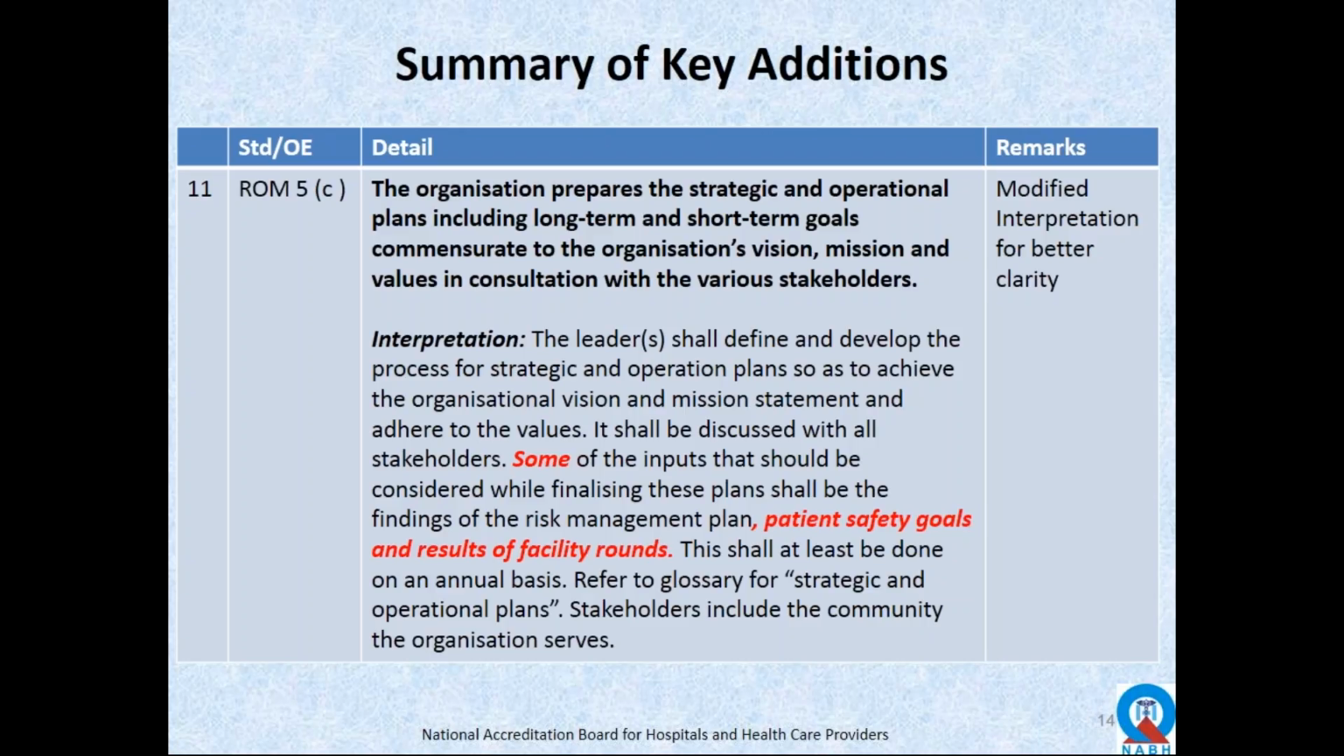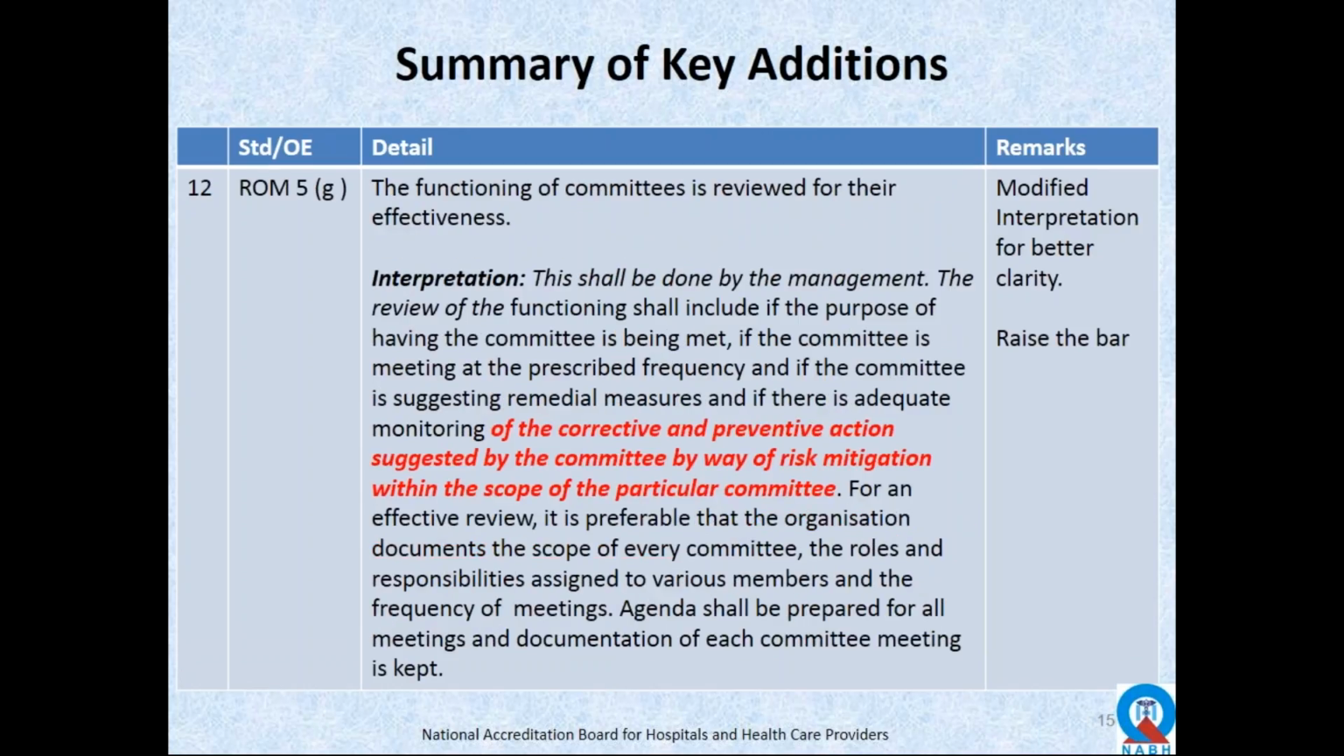ROM5G is the element on functioning of committees, which is reviewed by the top management. Now, the interpretation has again been modified to raise the bar, and it requires that the review of committees now includes monitoring of the corrective and preventive action on the points that have been suggested by the committee by way of risk mitigation. So it is not that you can stop at committees suggesting some things. This used to happen, that committees used to suggest some recommendations and actions, and then it used to remain at that point. So we now require that the top management review whether corrective and preventive action has been taken based on the suggestions made by the committee.